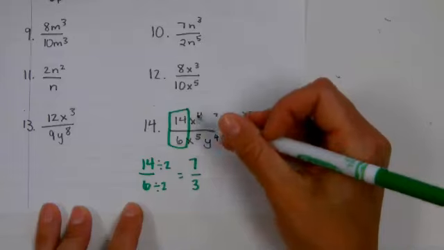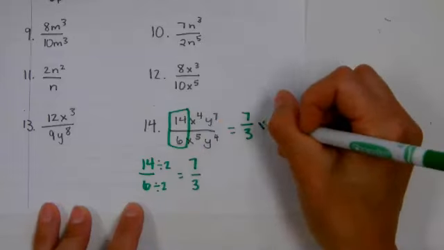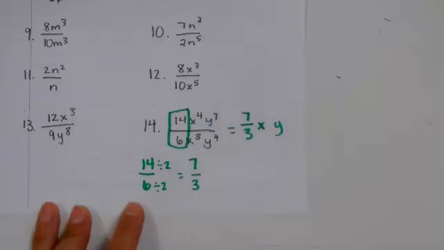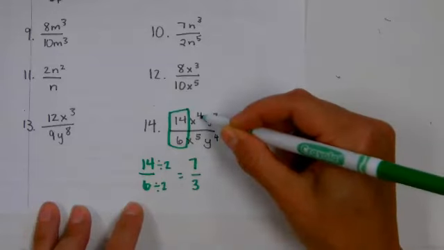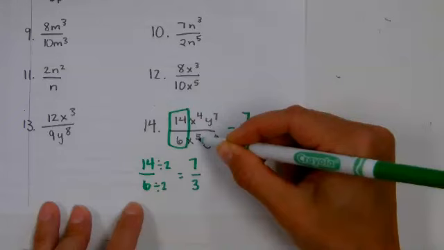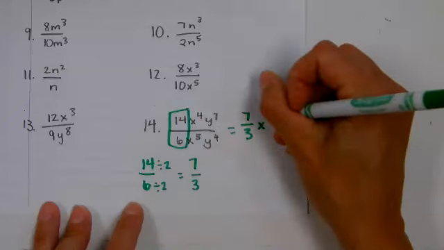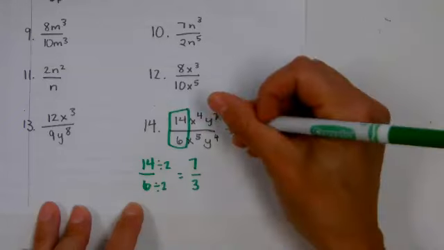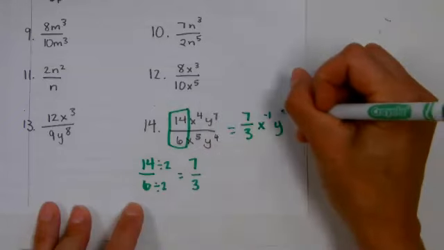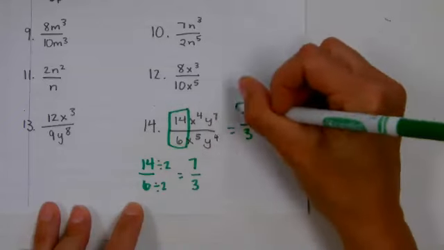Now I have an x and a y. So I know I'm going to have x and y in my answer. Okay? So x, we're going to start. 4 minus 5 is going to give me negative 1. And 7 minus 4 on my y is going to give me 3. And that's how we're going to leave it for today.